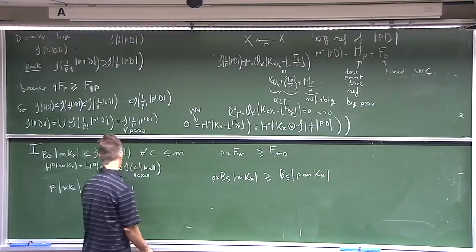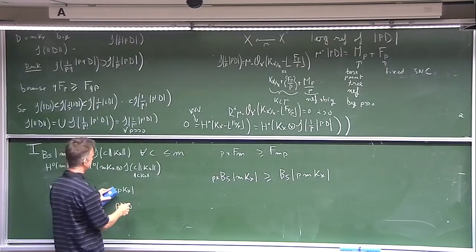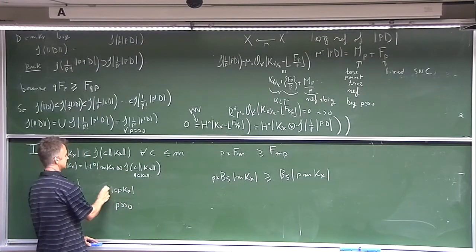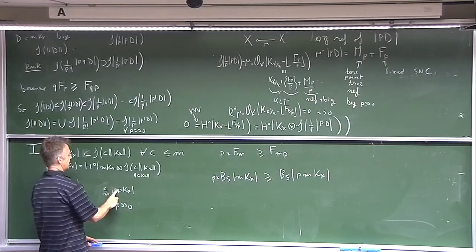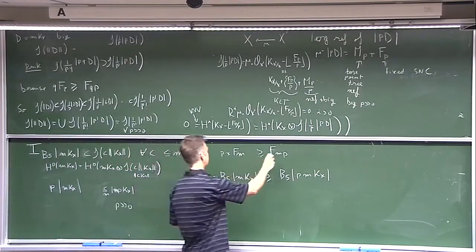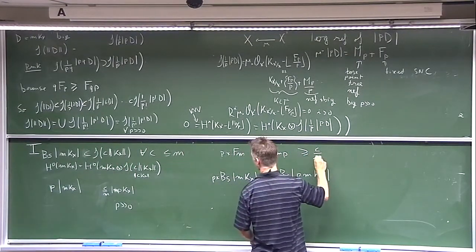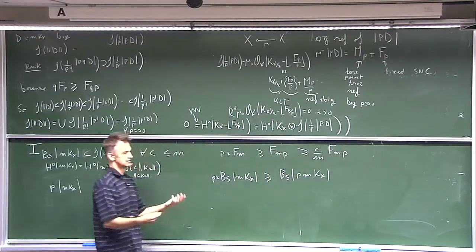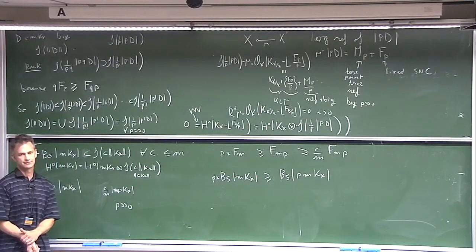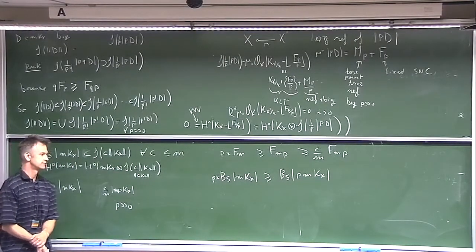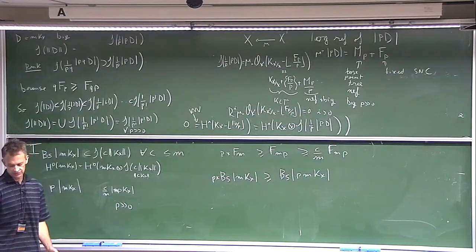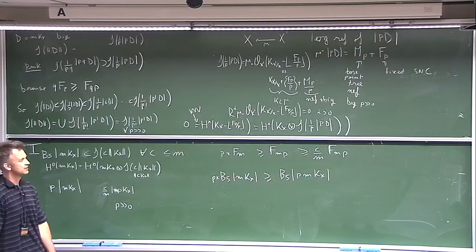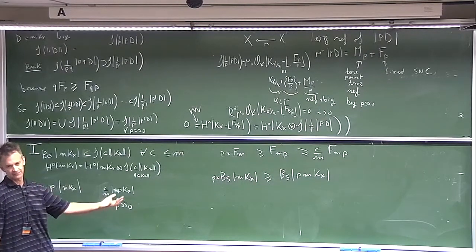Then you can think of this thing here as coming from, we want to write this as C over M. So this will be greater or equal to C over M F M P, just because C over M is a number which is less or equal to 1. That's all there is to it. This point is supposed to be that it's not very deep, but it's a very effective formalism.